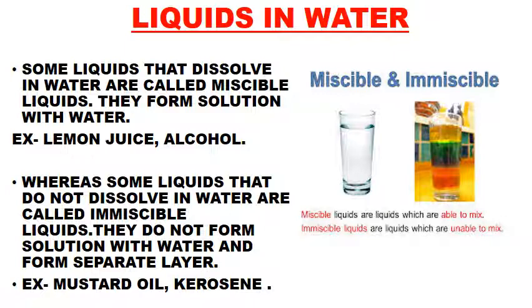Whereas some liquids that do not dissolve in water are called immiscible liquids. Immiscible liquids always form a separate layer. For example, mustard oil, kerosene oil, they do not dissolve in water and they form a separate layer with water.